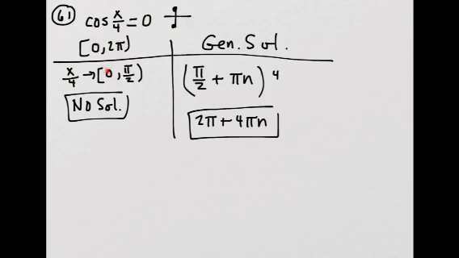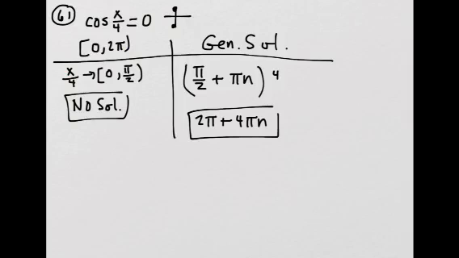So 0 divided by 4 is 0, 2 pi divided by 4 is pi over 2. So in this domain, there's no value for x, because x cannot be equal to pi over 2, because it's strictly less than. Okay, so this part has no solution.